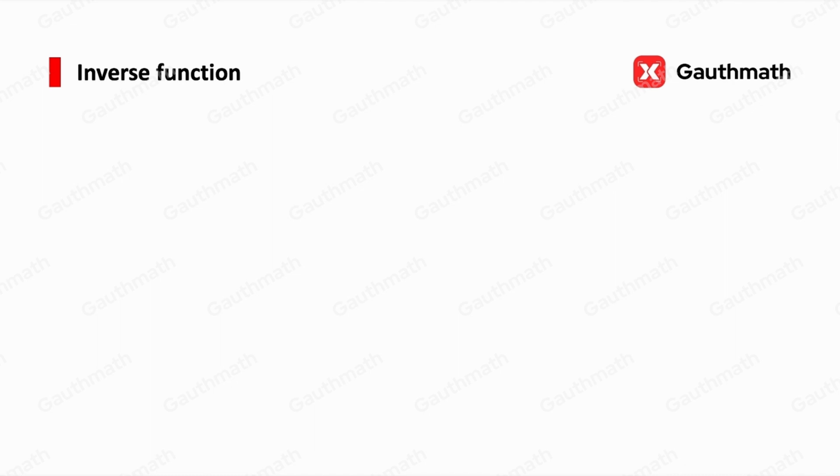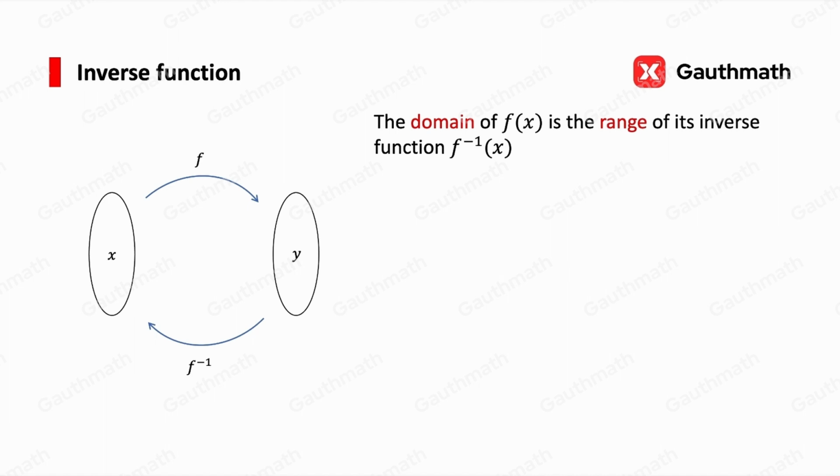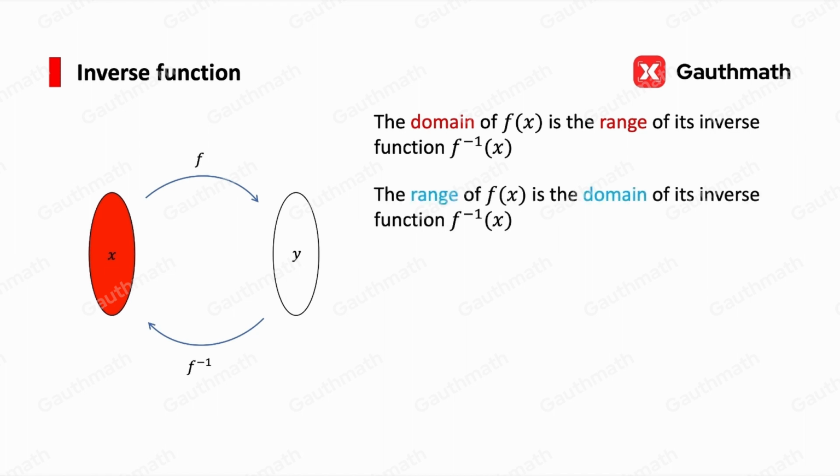Now let's move on to the inverse function. Suppose we have a set of elements x, and another set of elements y. So the function f assigns every element in x to an element in y. And if we want to undo this process, we use the inverse function to assign every element in y to an element in x, denoted by f inverse. The domain of f(x) is the range of its inverse function. And the range of f(x) is the domain of its inverse function.